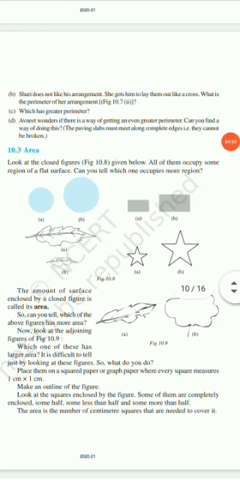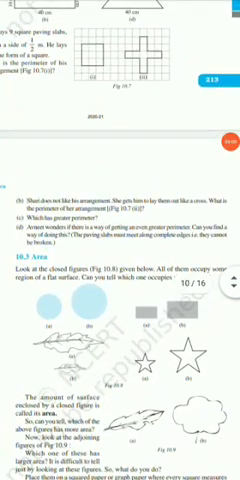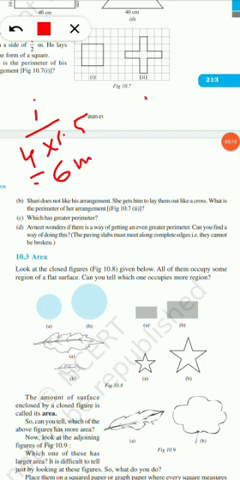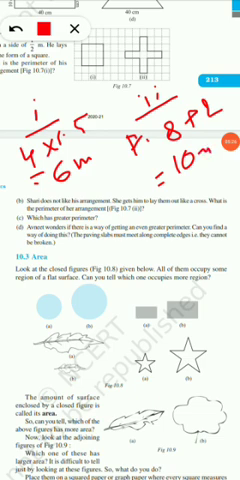Fine. Next, which is greater? First one, what did we get? We got 1.5 into 4, which is 6 meters. And what is the second one? We got the perimeter as 8 plus 2, that is 10 meters. Right? So which is greater? The second one is greater.